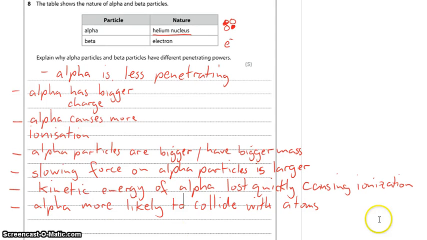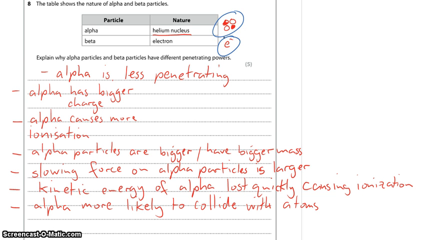Okay, this is a question about the penetrating power of alpha and beta. And in the table at the top it tells you a little bit about alpha and beta. If you've forgotten, it tells you that the alpha particle is a helium nucleus, so it consists of 2 protons and 2 neutrons, and the beta particle is just an electron.